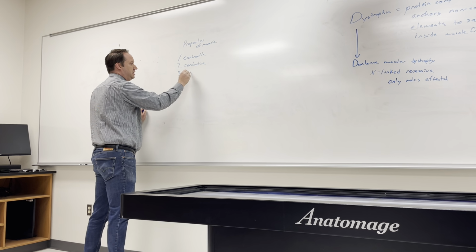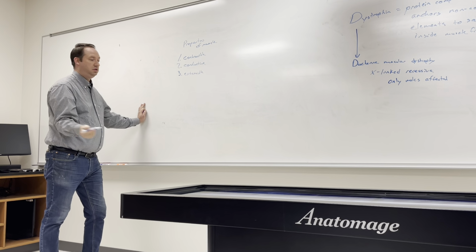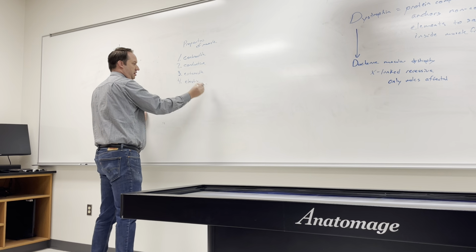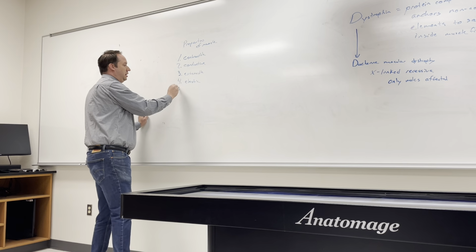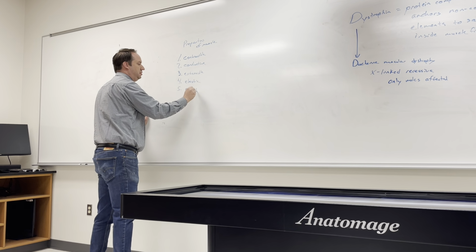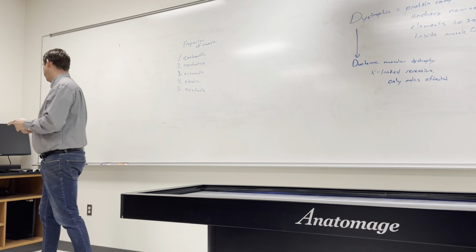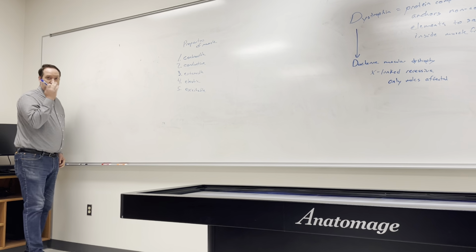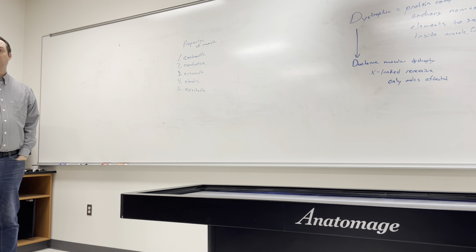It's extensible. You can stretch it out. It's elastic. You stretch it out, it'll bounce back to where it came from. And it's excitable. It responds to a stimulus, that stimulus being the action potential. So those are your 5 characteristics of all muscle tissue. You do need to know those.